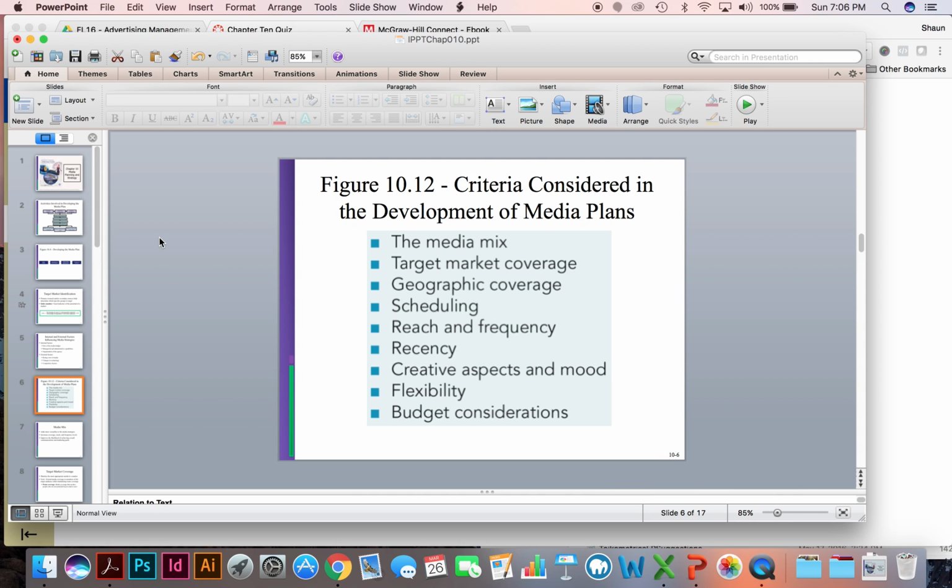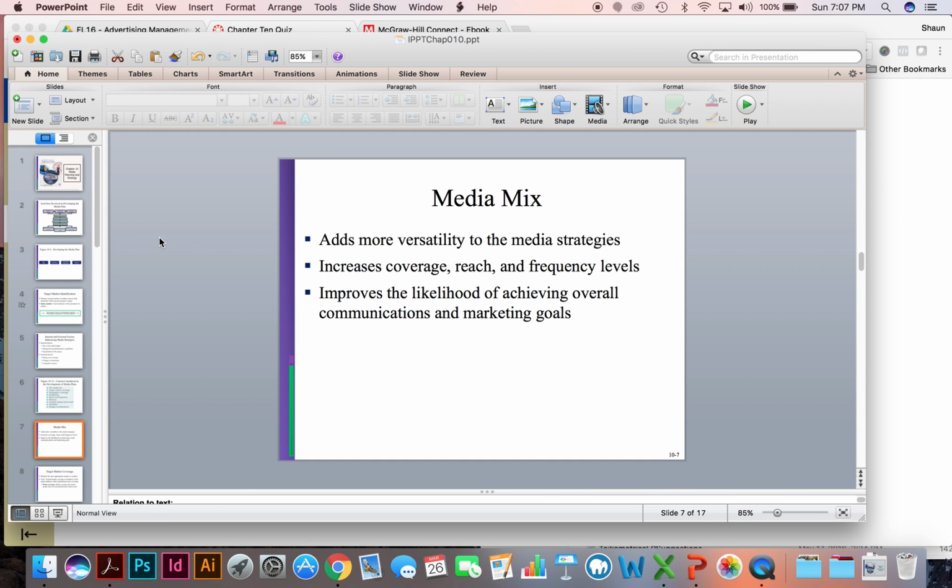So next, let's talk about the criteria considered in the development of media plans, and we'll run through each one of these individually. The media mix. This adds more versatility to the media strategies. It increases coverage, reach, and frequency levels, and improves the likelihood of achieving overall communications and marketing goals.